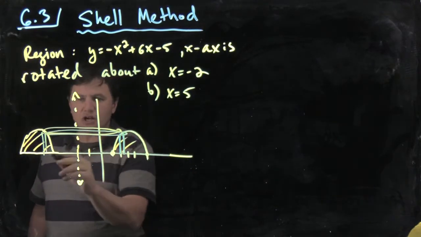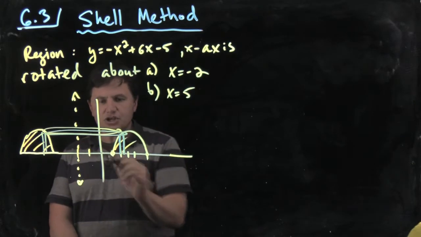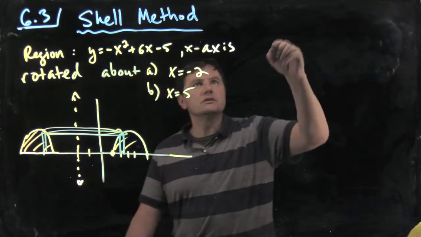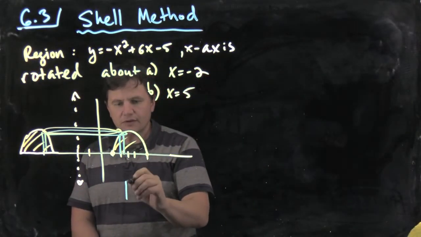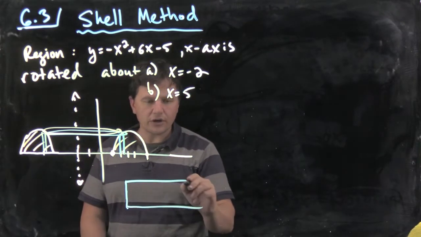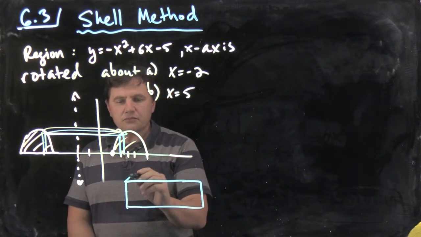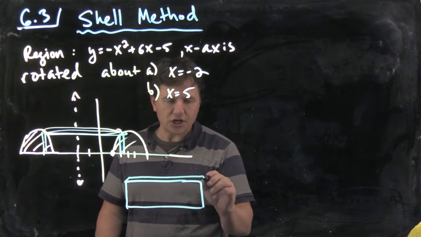Actually, an infinite number of shells. So let's take a look at one of these shells. Let's cut that thing out. Let's put this up now. Let's put it down here. Okay, so let's take this shell here and see how changing the axis of rotation changes the shell.